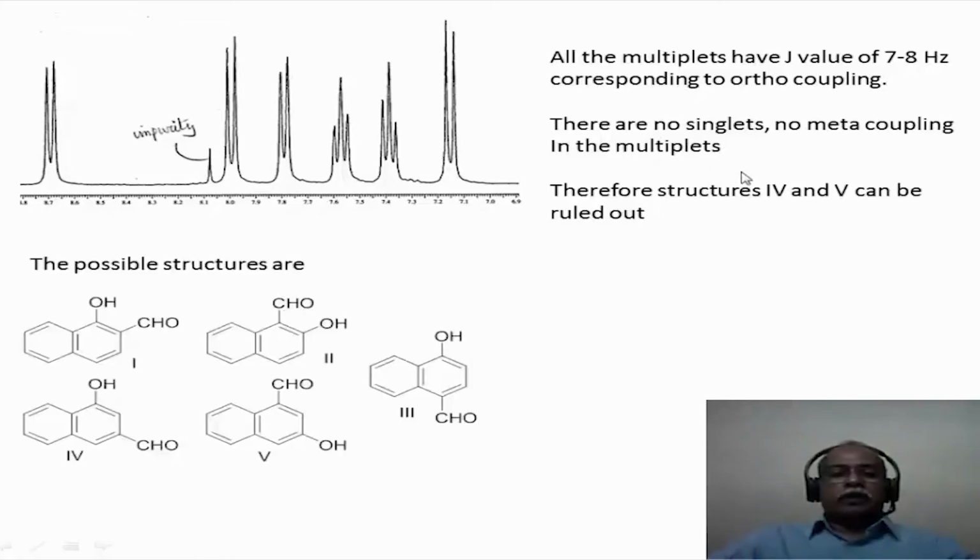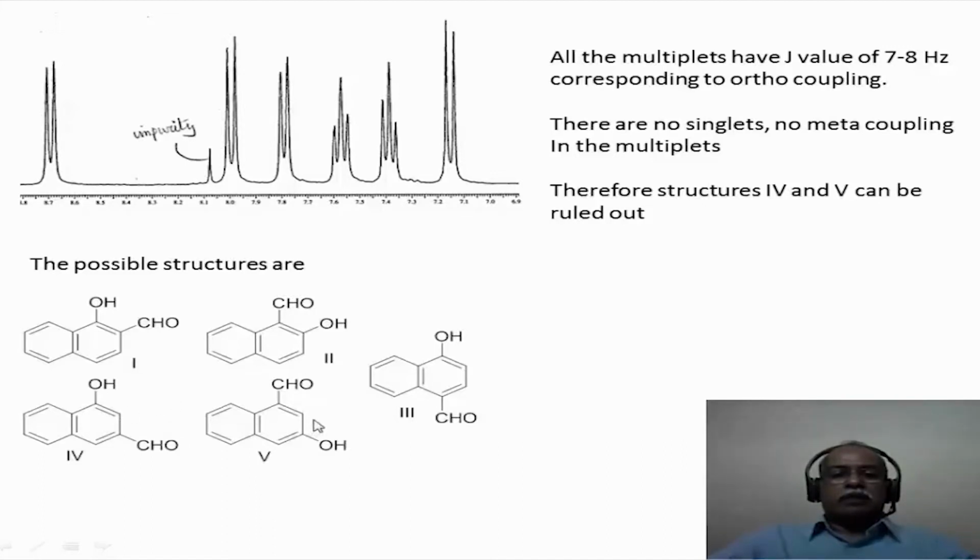So one can consider the compound structures 1, 2, 3, 4, 5. These are the possible structures, where the aldehyde functional group and the hydroxy functional group are put on the same ring of the naphthalene unit. Structures 4 and 5 can be easily ruled out, because this particular hydrogen, which is adjacent to the aldehyde and the hydroxy, would not have any kind of an ortho coupling partner. Since all the peaks have ortho coupling kind of J values, these two structures, which would not have an ortho coupling for this particular hydrogen, can be easily ruled out.